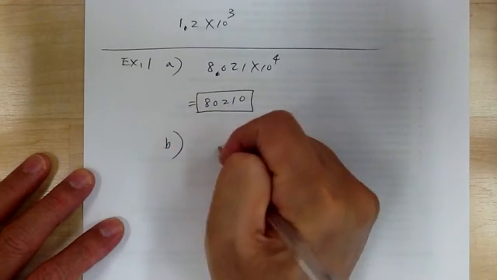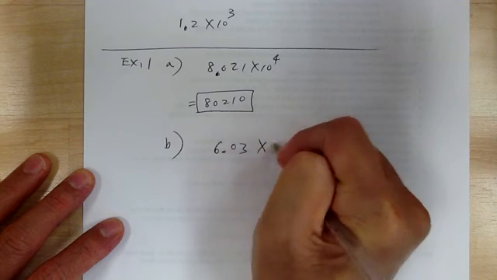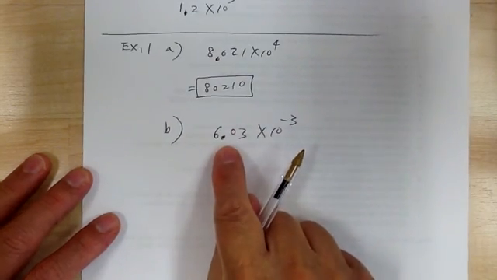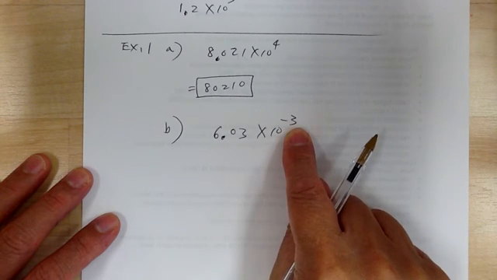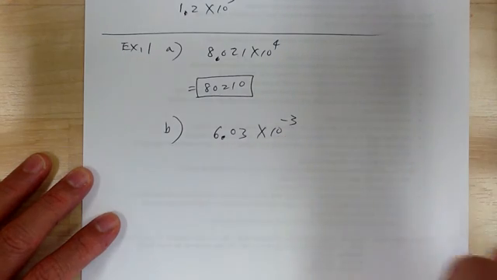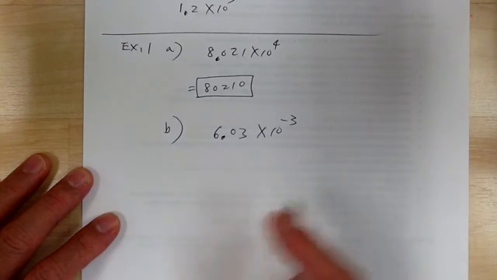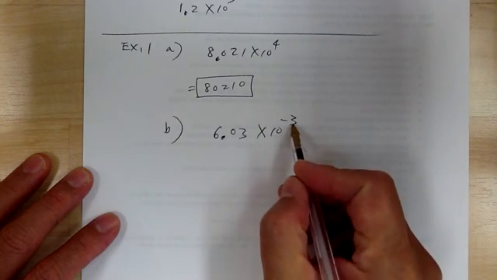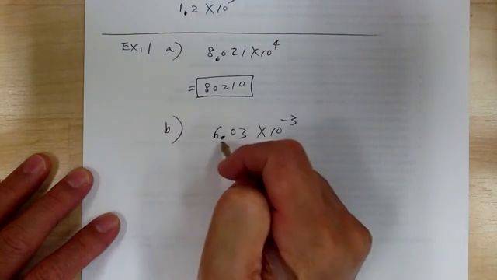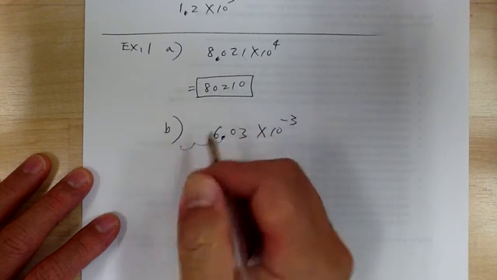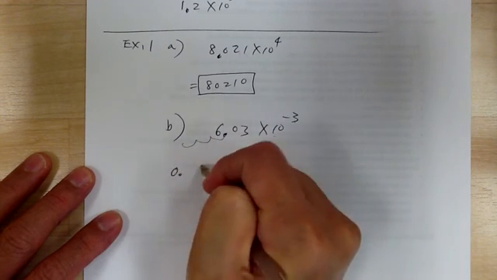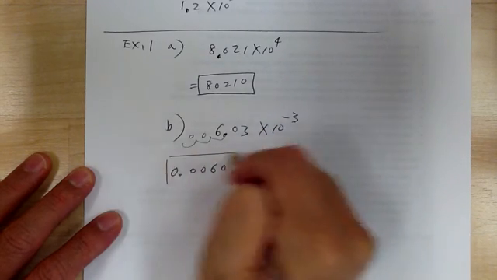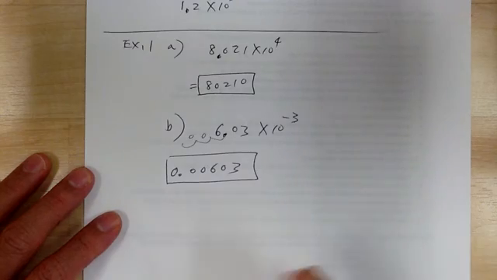If you go to B, you got 6.03 times 10 to the negative 3. To convert to a decimal number, the negative 3 power means you need to move the decimal in a negative direction by 3. Again, think about a number line: positive is to the right, negative is to the left. So move the decimal 3 places in the negative direction, 1, 2, 3. So your answer becomes 0.00603. That's how you get rid of the scientific notation.